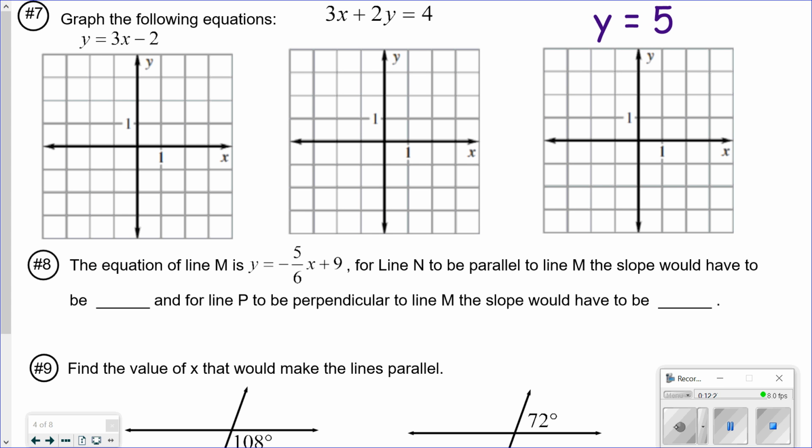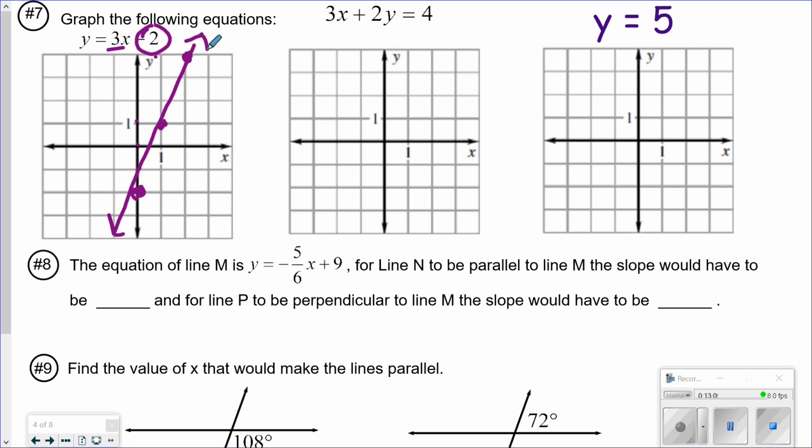Graph the following equations. So our first equation is y is equal to 3x minus 2. I'm always going to start with my y-intercept, which is negative 2. So negative 2 would be plotted here for my y-intercept. And then I want to look at my slope. My slope is 3, which means I'm going to go up 3, 1, 2, 3, over 1. Plot my point there. Go up 3 and over 1 again, plot my point there, and connect the dots.